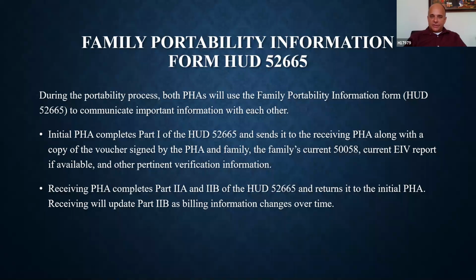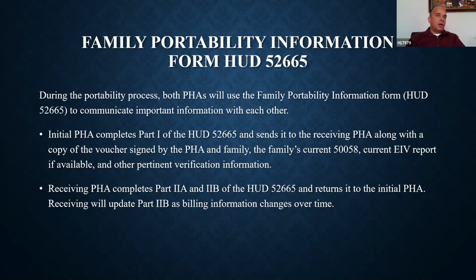So I want to talk about the Family Portability Information Form. This is the HUD 52665. During the portability process, both PHAs, the initial and receiving PHAs, will be using this form to communicate back and forth with each other. The initial PHA will complete part 1 of the form and send it to the receiving PHA, along with a number of other documents. That would include a copy of the voucher that is signed by both the PHA and the family, a copy of the family's 50058.